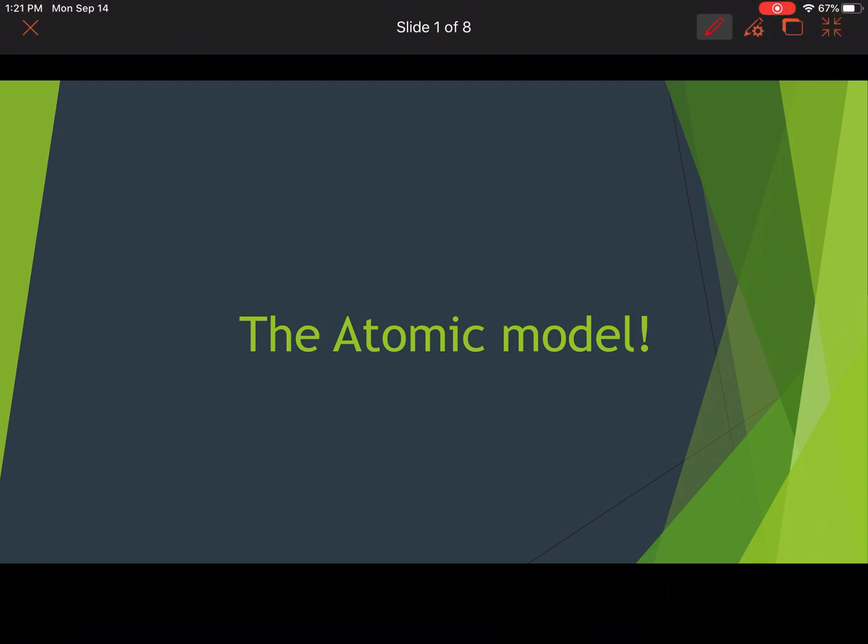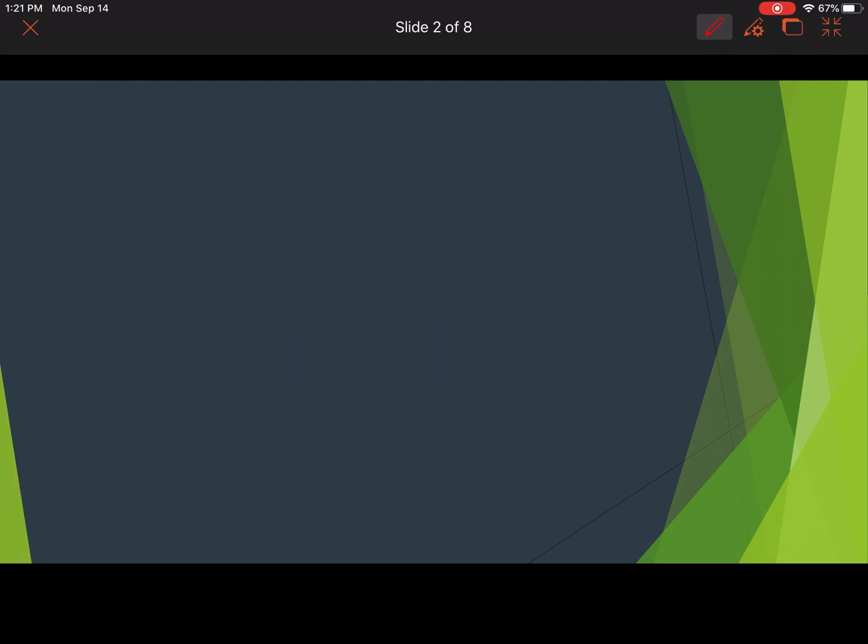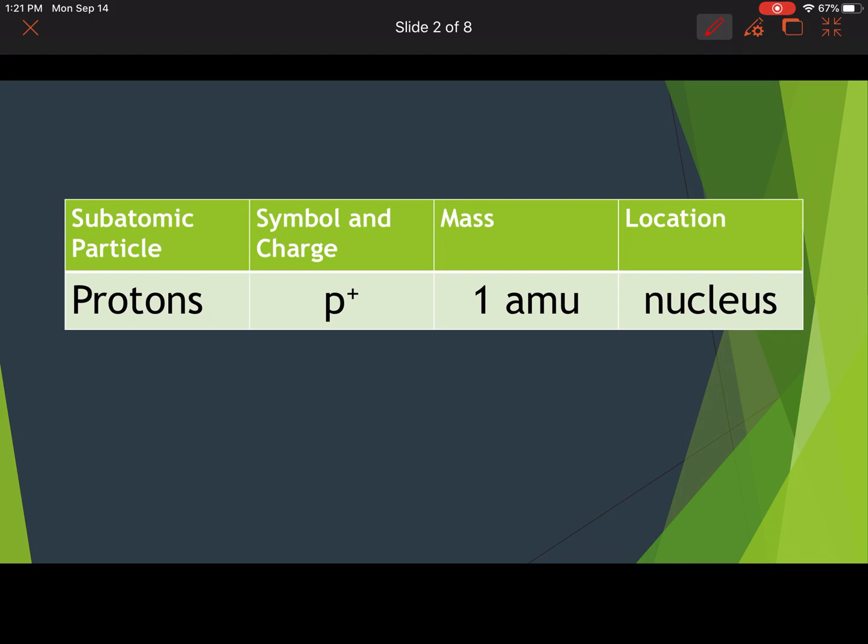Hi everyone. We're going to learn about the atomic model now. So we talked about the historical different models as we went through. We know that today we use the quantum model. That is our current model. So now we're just going to talk about some vocabulary, and then we're going to talk about the different symbols in the periodic table. Okay. So you can fill these into your chart here.